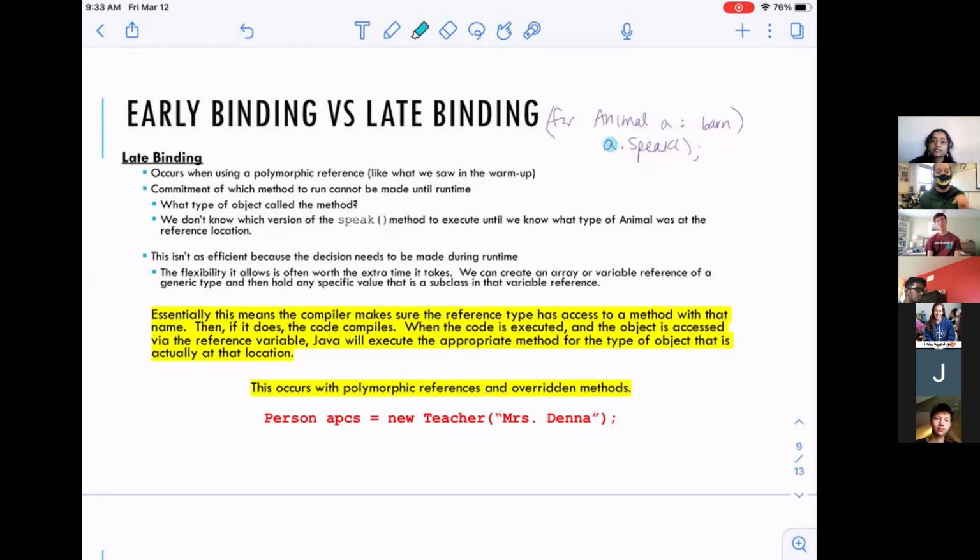Super huge, powerful feature that Java has, but it's important that we understand that the only reason this works is because we have a generic reference. So in this case, I have a generic person reference. Here I have a generic animal reference. It needs to be a generic reference that can point to any descendant.